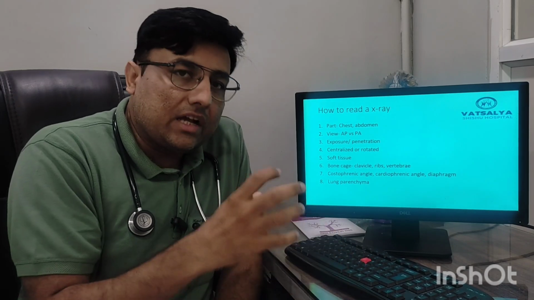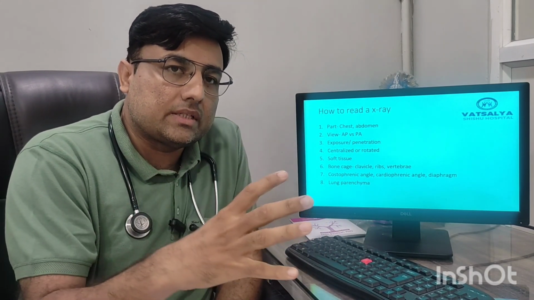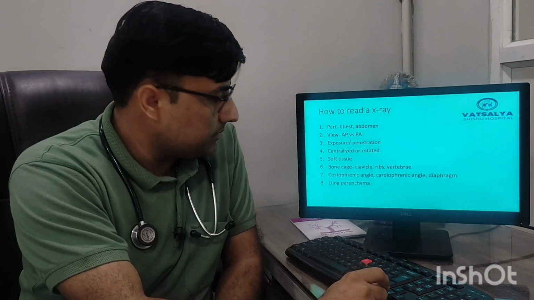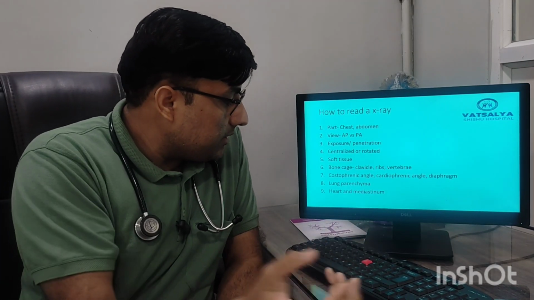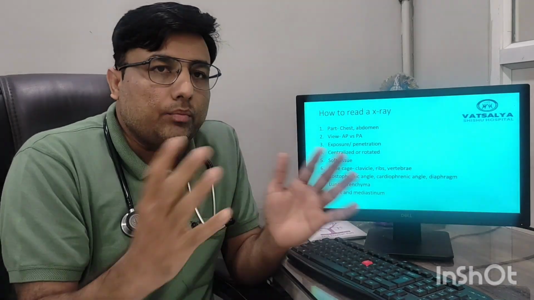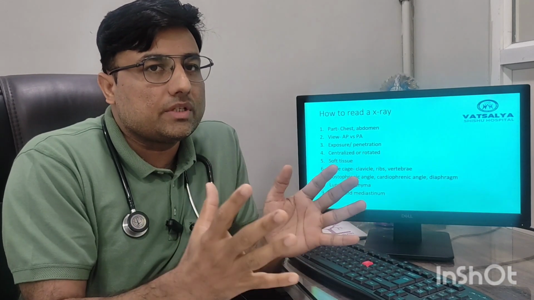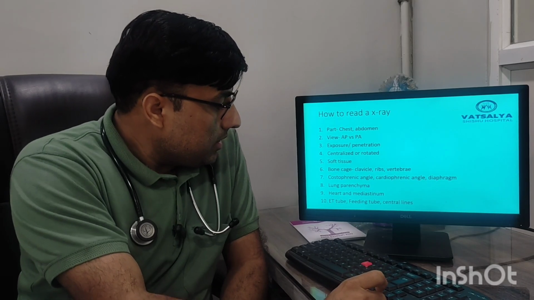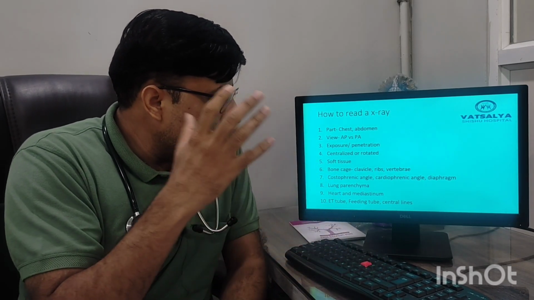Then going to lung parenchyma. What are the points we have to see in lung parenchyma? Expansion, vascular markings, different types of opacities, these things we'll discuss. Then going more inside, heart and mediastinum. What are the things we have to see in heart, mediastinum, hilum? Then the last point is different tubings.